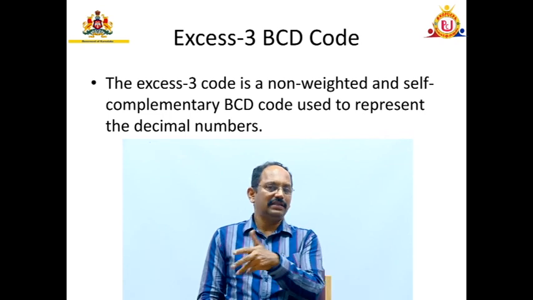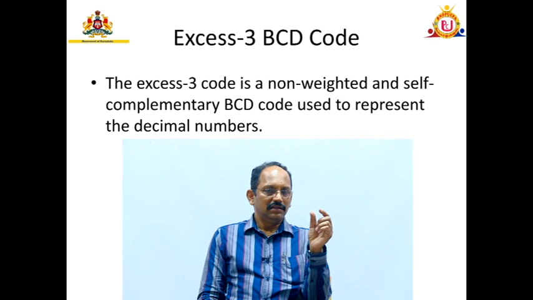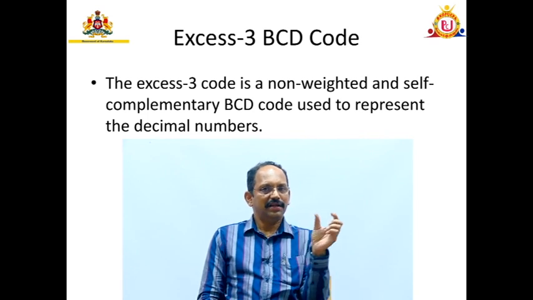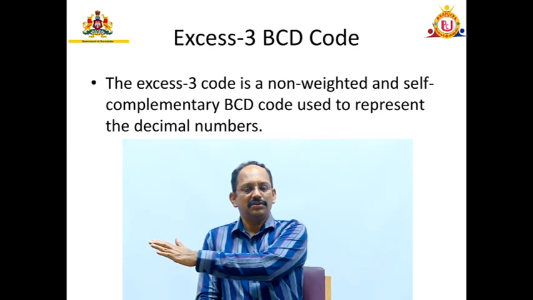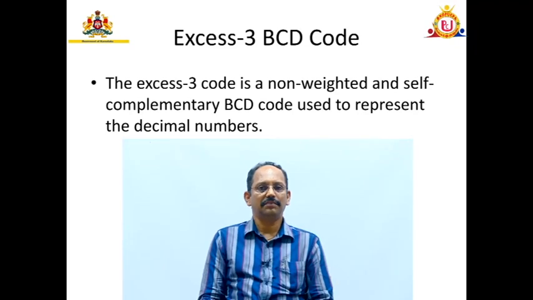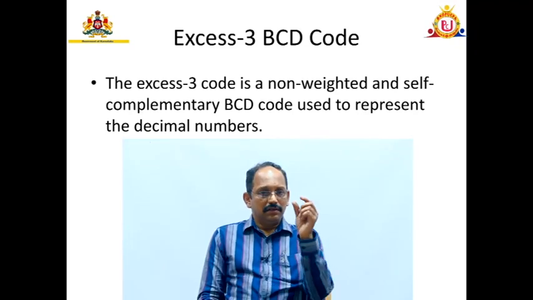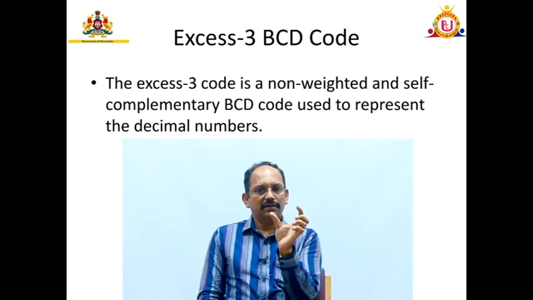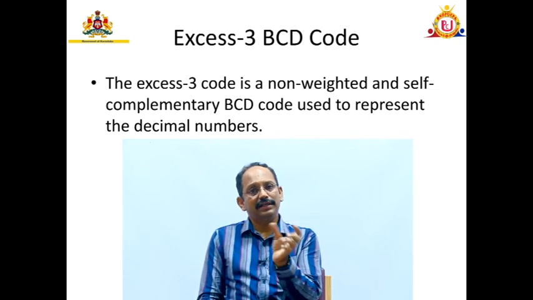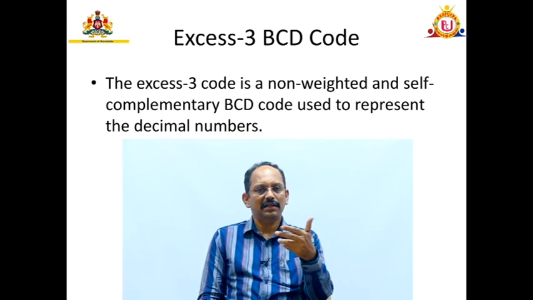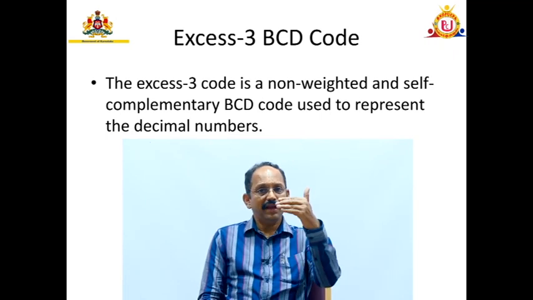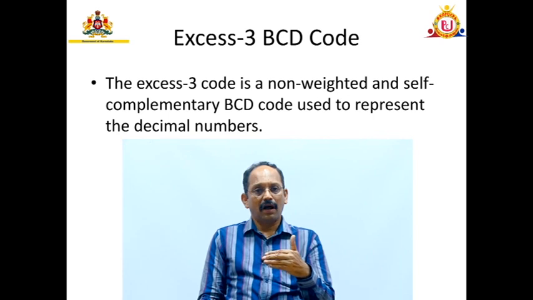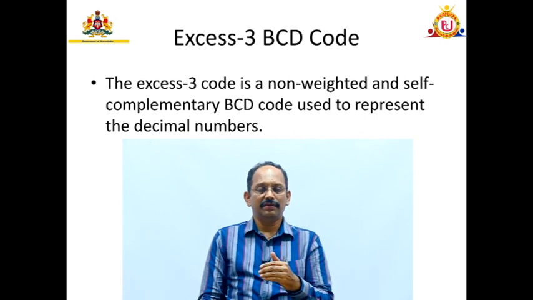Say for example 537. The 537 is represented using a binary number like 100111100, I am just giving an example. This length of binary number is converted into a decimal number. Say that decimal number is 537. This 537 value is converted into XS3 BCD code.